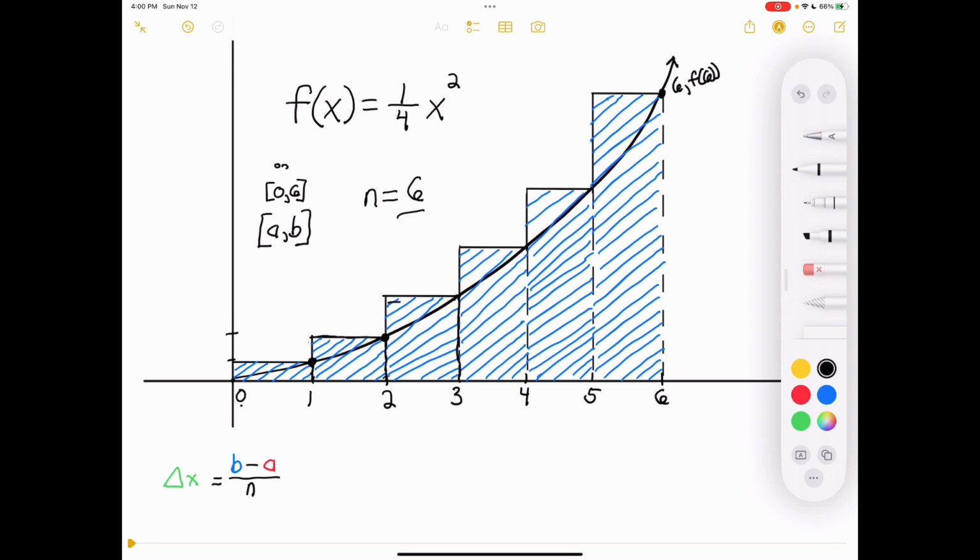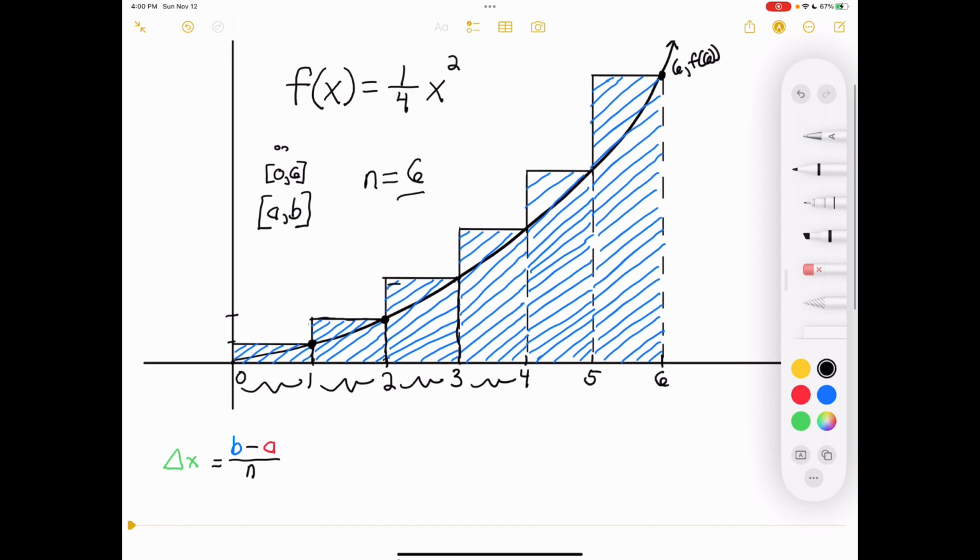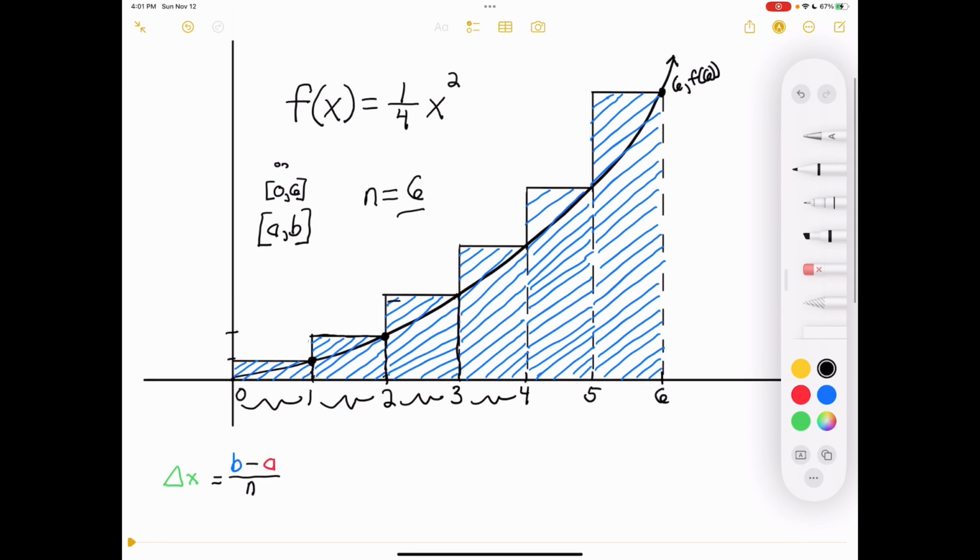Each one of these subintervals has the exact same width. So this subinterval from x equals 0 to x equals 1 has the same width as this subinterval, x equals 1 to x equals 2, and so on. And we can look at these subintervals like they're rectangles. Now, that's the width of each one of these rectangles.